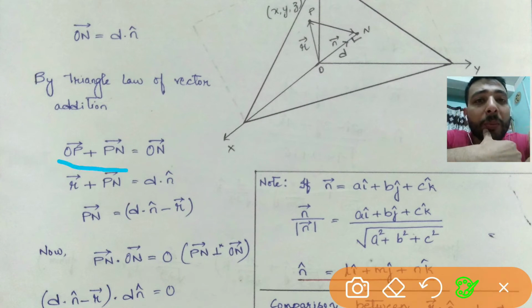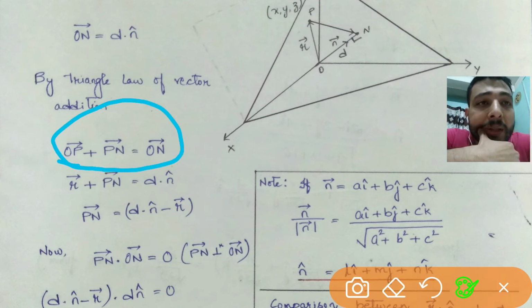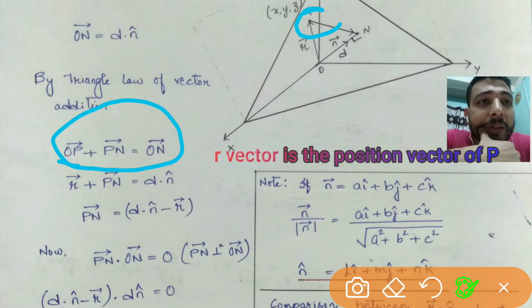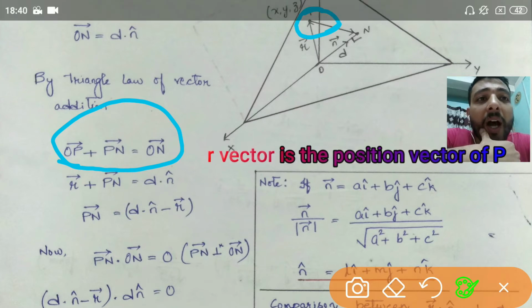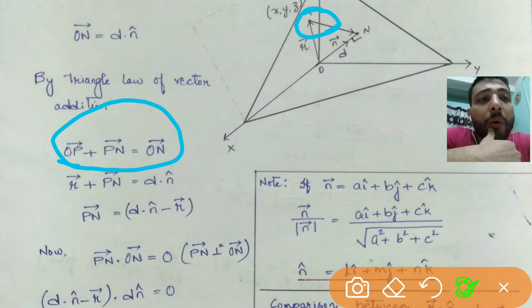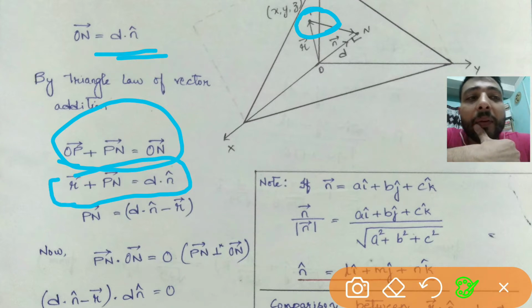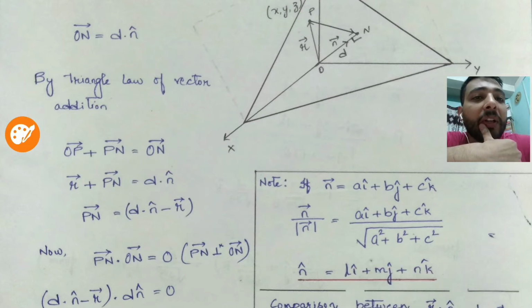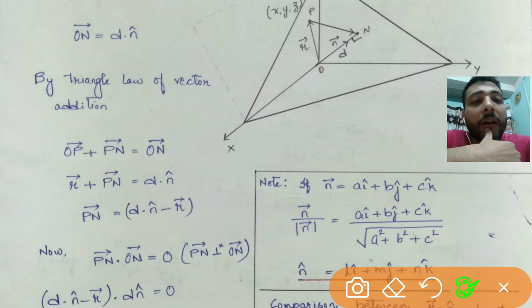OP plus PN equals ON, and the point which we have considered, we always take it as R. And the other one, ON, can be written as this. So I have substituted it here. Clearly see that I have substituted R, PN I kept just like that, and then I wrote ON. Now I got my PN.